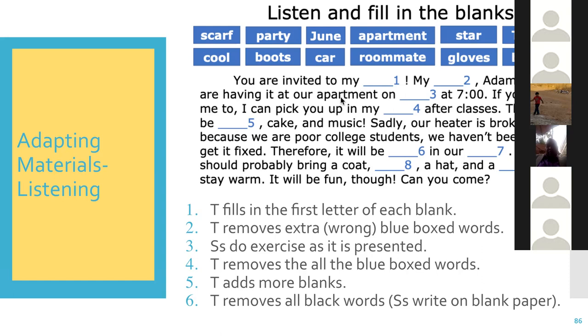Another thing you could do to make the listening exercise a little easier is just to read very slowly and just do one line at a time instead of the whole paragraph. So just first do line 1. You are invited to my party. You are invited to my party. You are invited to my party. And then once you see that they've all got that, then you can go on to the next sentence. My roommate, Adam, and so on.